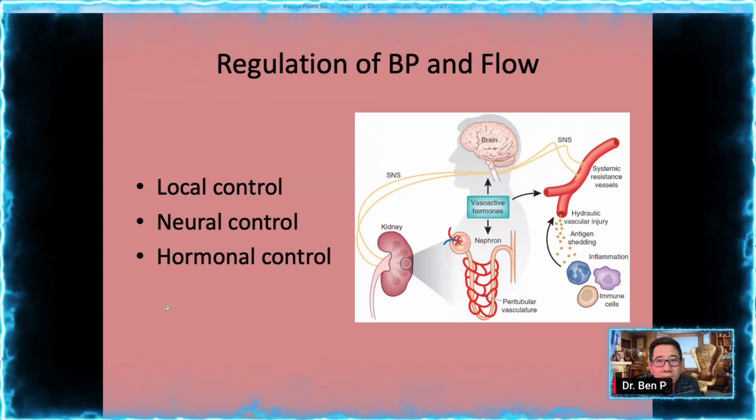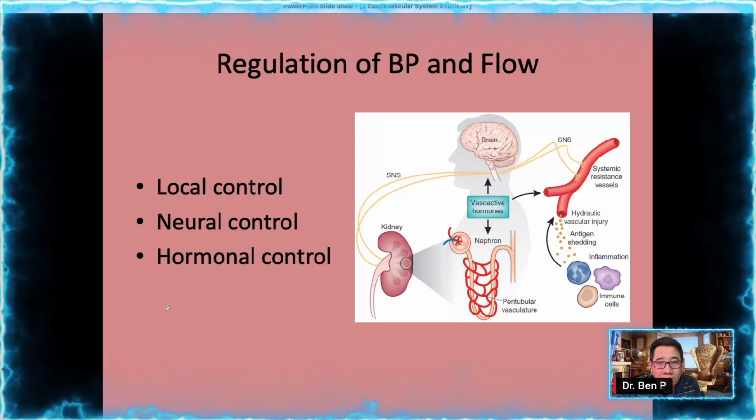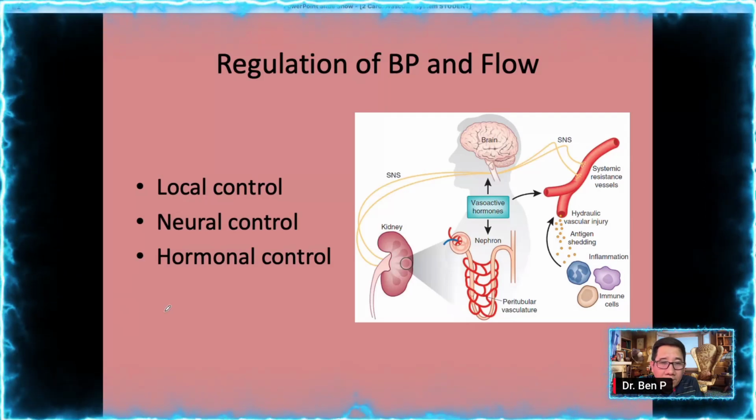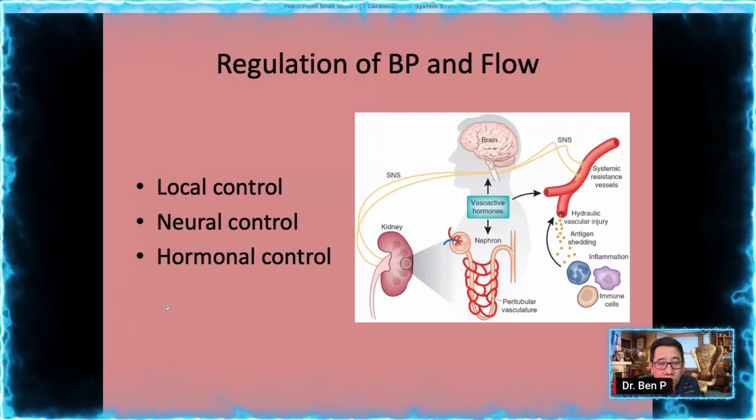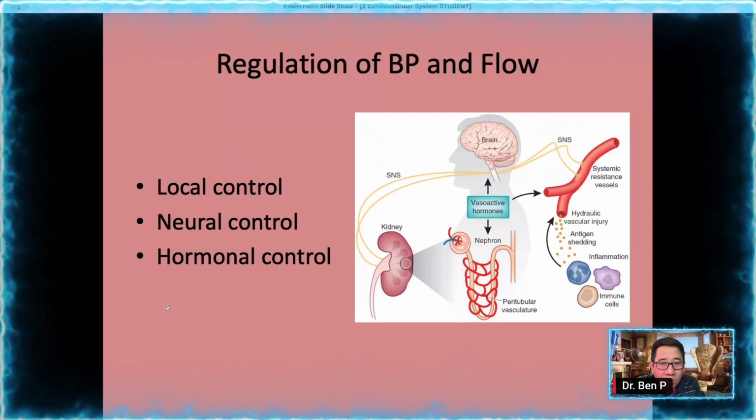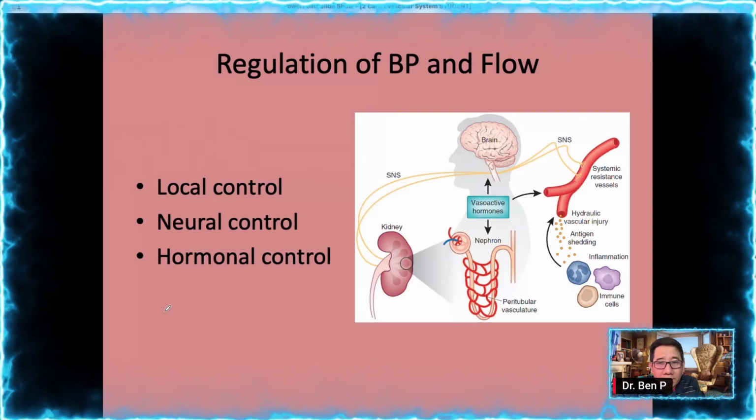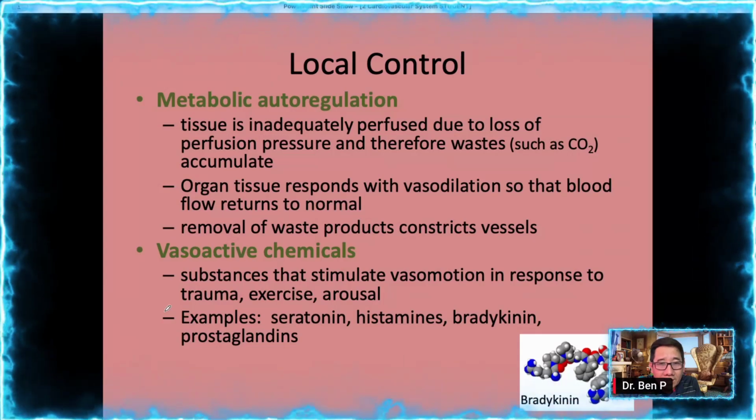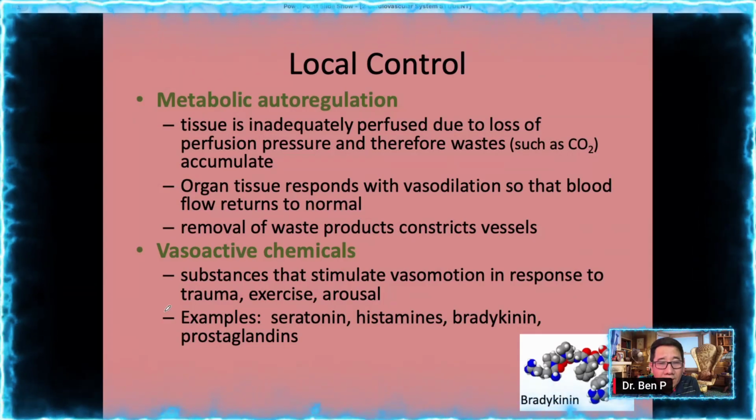Okay, so the next one is the blood pressure and flow. How your blood pressure actually flows. There are different ways your brain controls your blood pressure. First is called local control. Local control is, as it sounds, regulation at that very specific tissue.